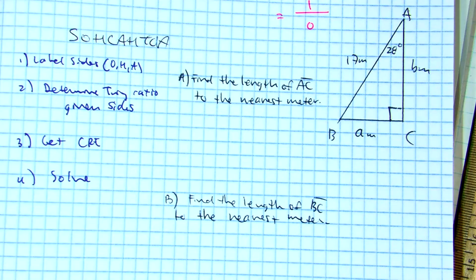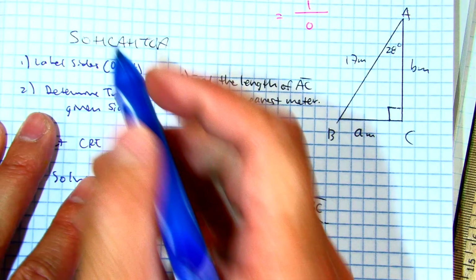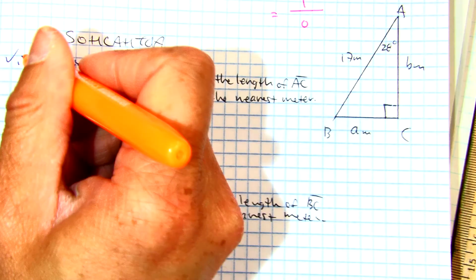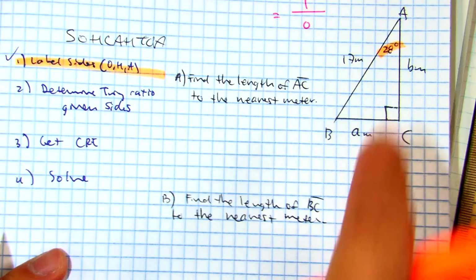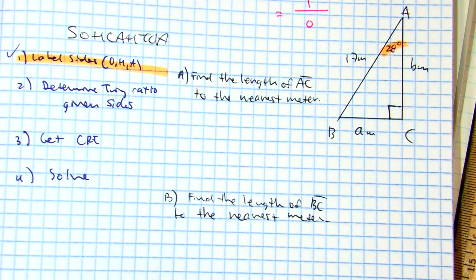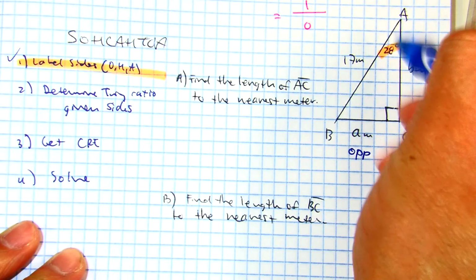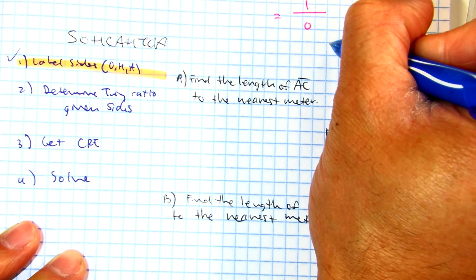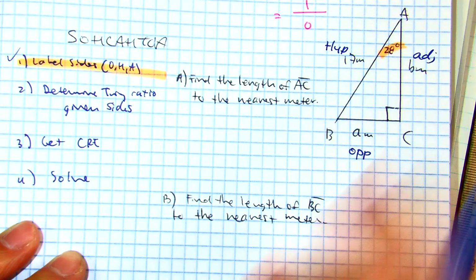And the first thing I'm going to do is label the sides O, H, and A. Remember, your starting point to label these, put your finger on it, is the angle. This is your starting point, and this tells you how to label the sides. Here I have the opposite. Across the 90-degree angle, I have the hypotenuse, and then the last side is called the adjacent.